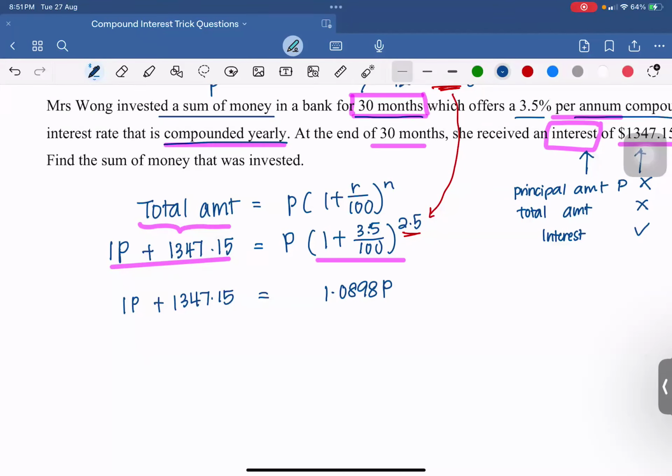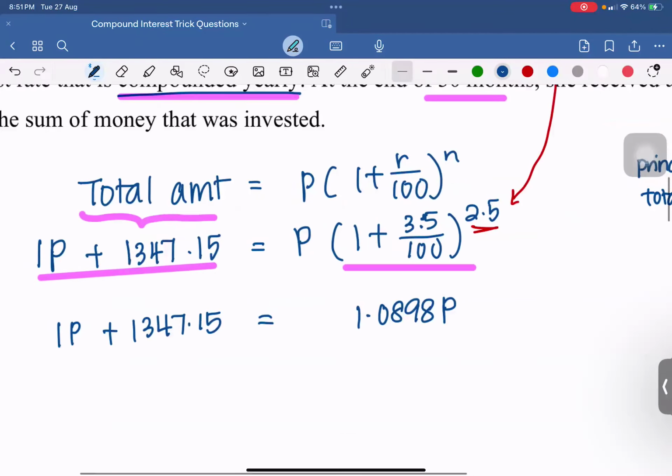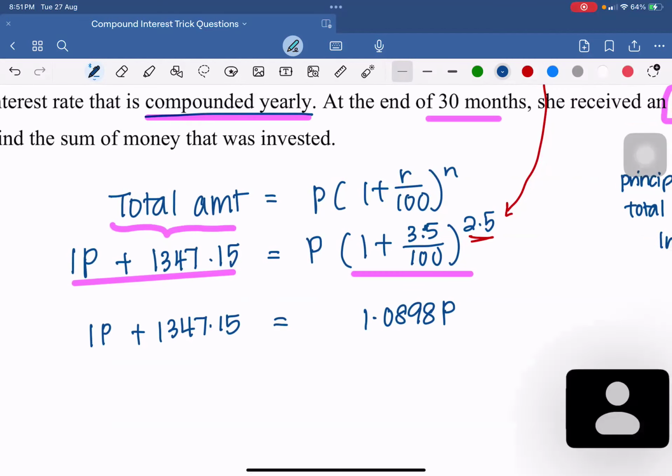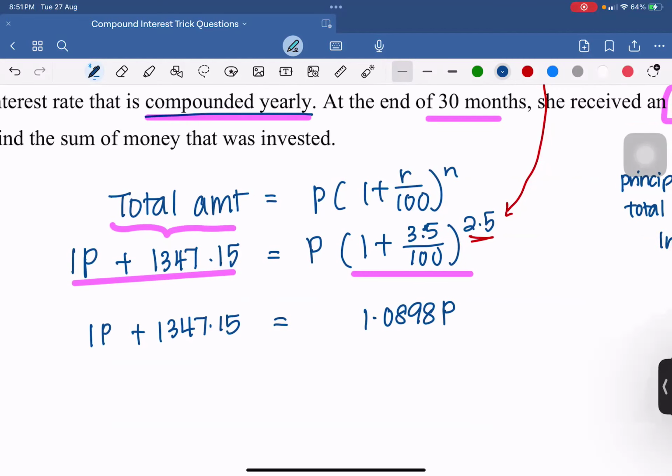Do you understand how I get this portion over here? You're okay? Sure? Confirm? You need me to explain again? I key this whole thing into a calculator, right? I get this number. This is times P, right? So whatever number times P, this is the coefficient, the number in front.